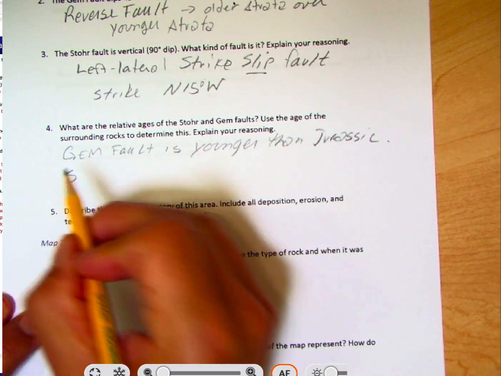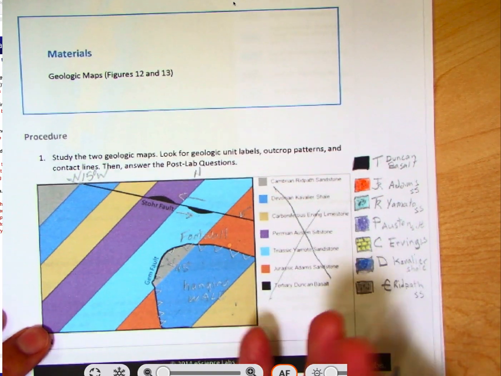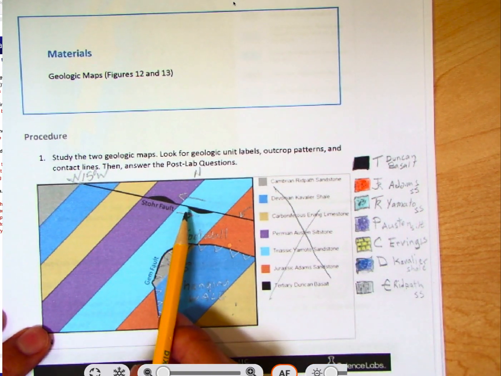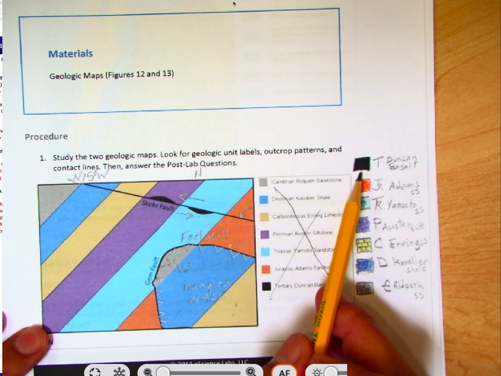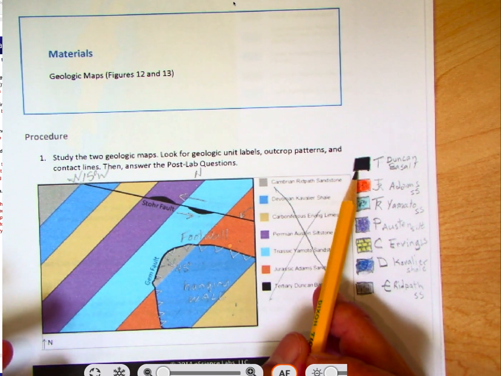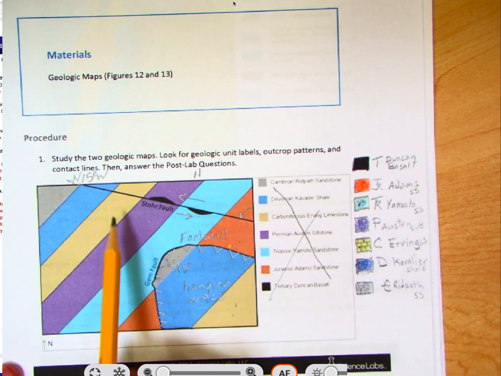But for the Store Fault, here it gets a little tricky. It's obvious that the Store Fault has offset the young tertiary basalt. So we know that it's young. Maybe even, remember I said tertiary is Paleogene and Neogene. Well, if it offsets these rocks, then the Store Fault is probably Quaternary, which is younger than the Neogene and Paleogene, right?